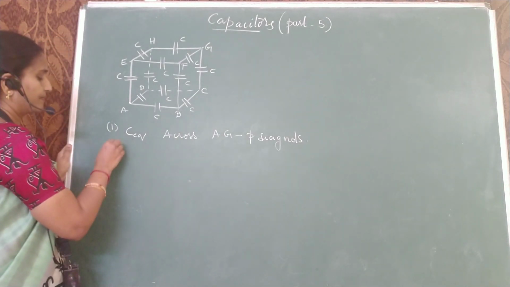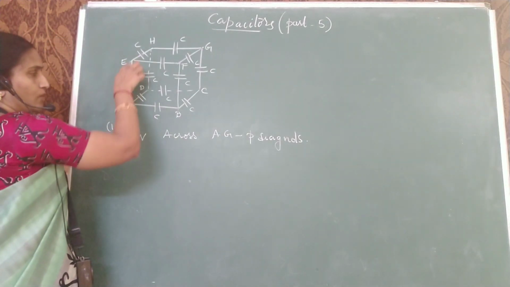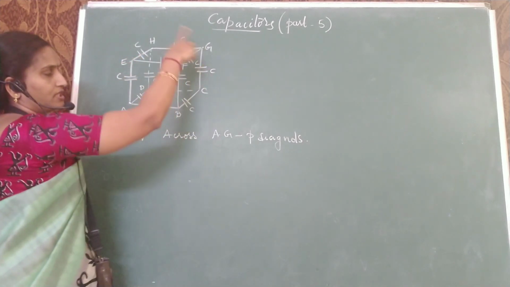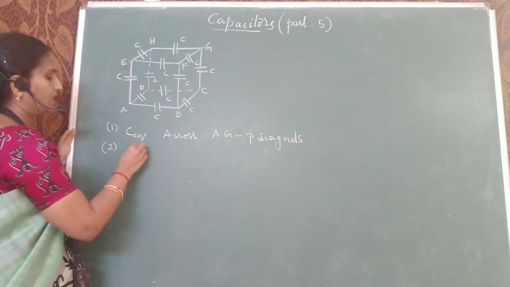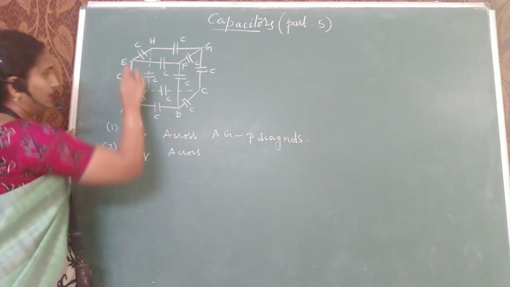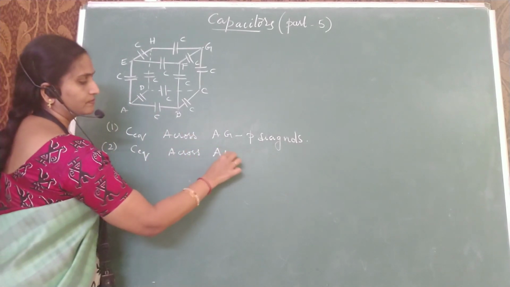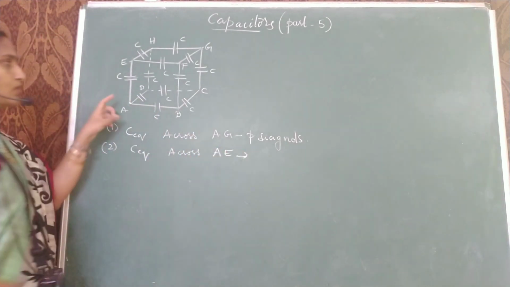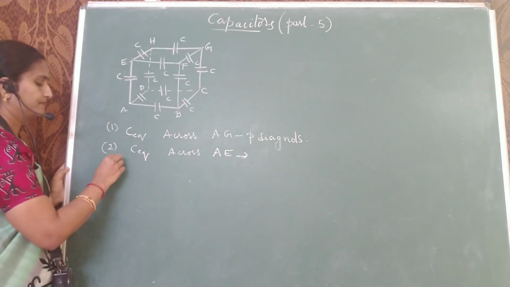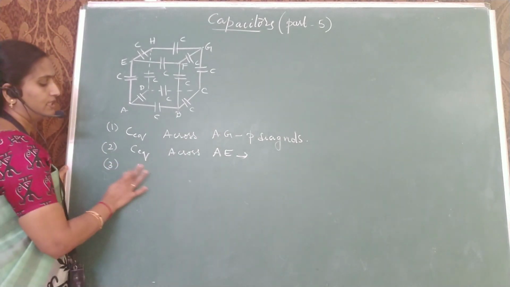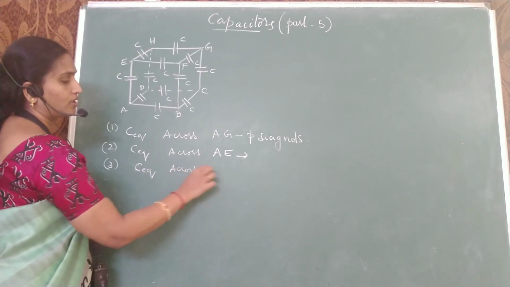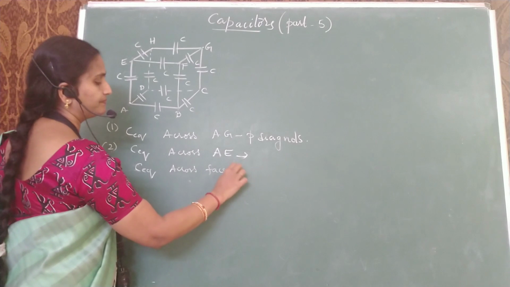Second bit is across one edge of a cube. Any one edge I can take because there are 12 edges. So C equivalent across A and E. For all the edges, you will again get the same answer. Third, C equivalent across face diagonal.